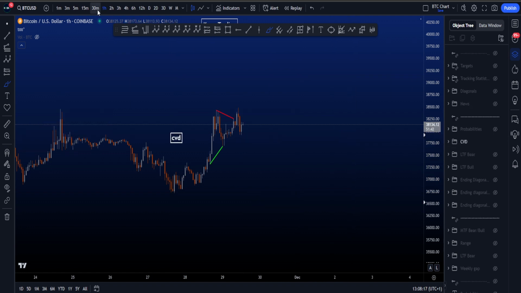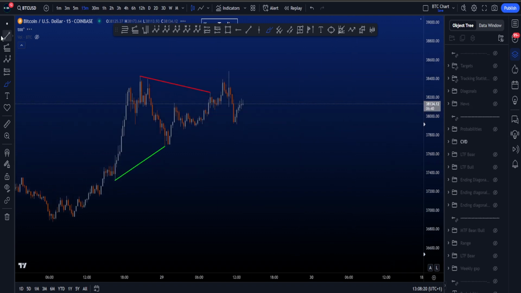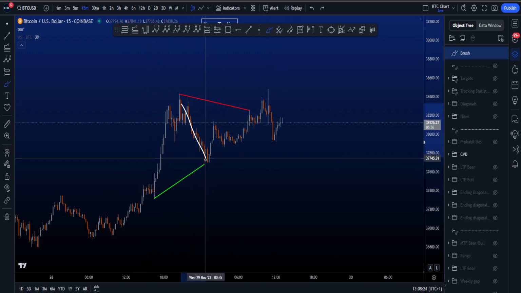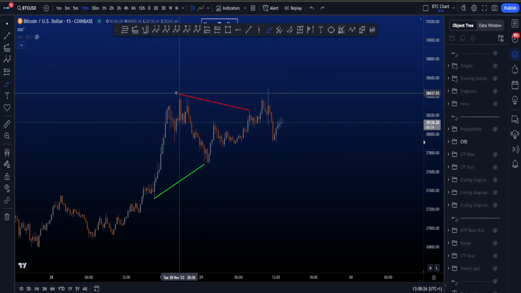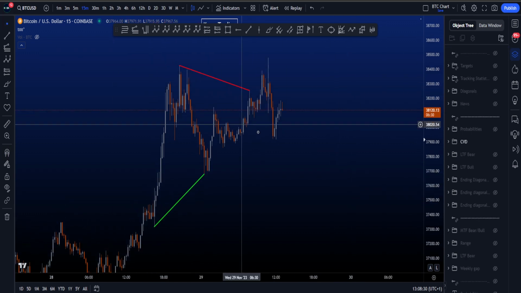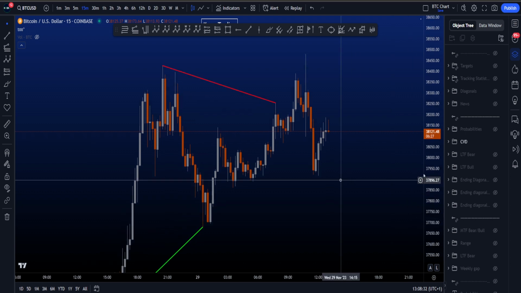Now if we then look at the CVD divergences more locally, then the bullish CVD divergences here already played out. Price moved down, bullish CVD, target was the high. Bearish CVD divergences got invalidated. And what is important, as always, is observing the reaction.